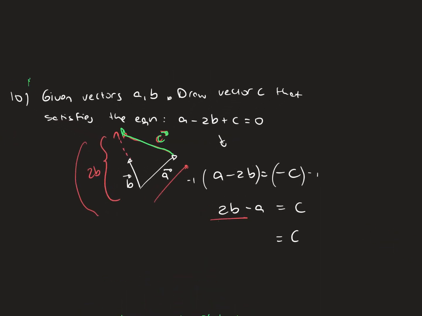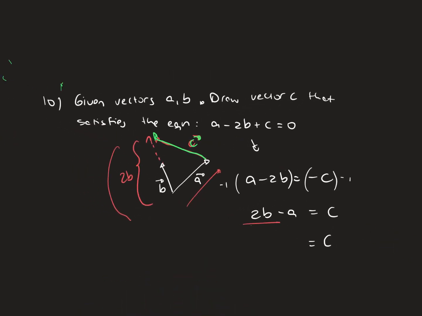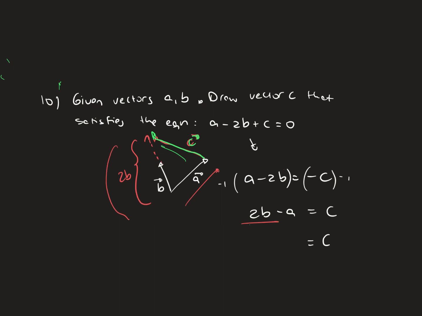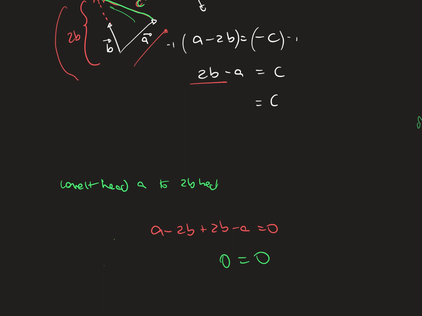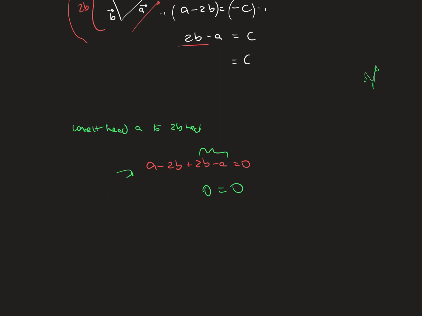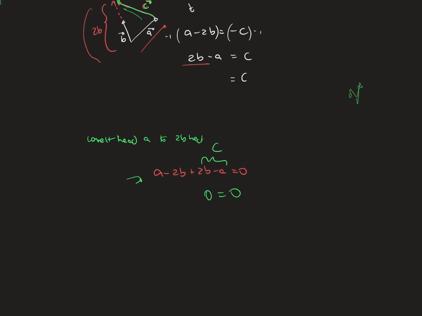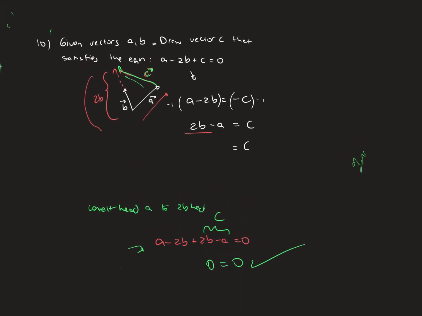So overall, we just see what the question is asking. We drew the vector c, and we made sure that it satisfies the equation a minus 2b plus c equals 0. So as we can see here, a minus 2b plus 2b minus a would be 0. And the 2b minus a was representing the c. So we know that the answer is correct.